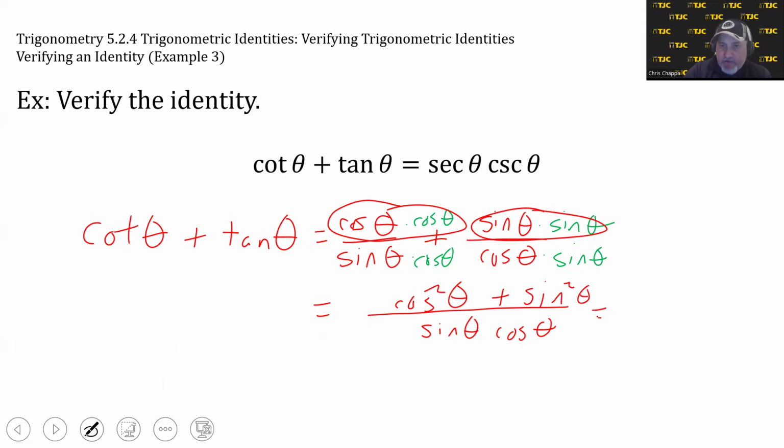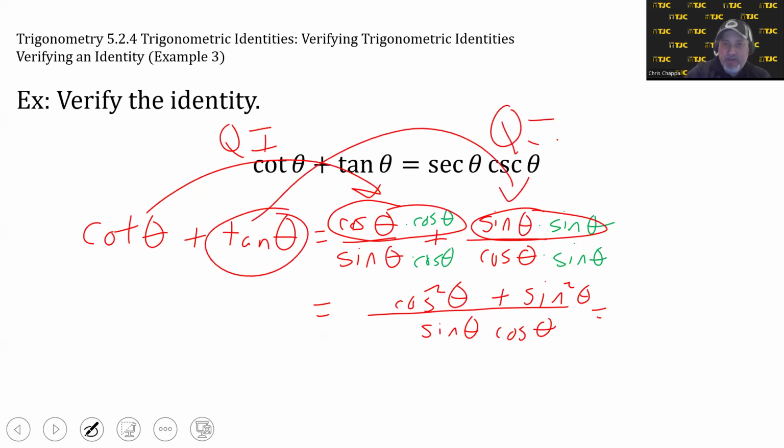But the numerator is now just a Pythagorean identity. Going along the lines of citing our moves, to go from cotangent to where we did was a quotient identity, and to go from tangent to where we did was also a quotient identity. And then we're about to take advantage of a Pythagorean identity, because sine squared plus cosine squared is equal to 1.